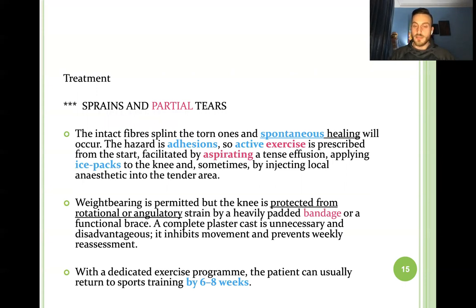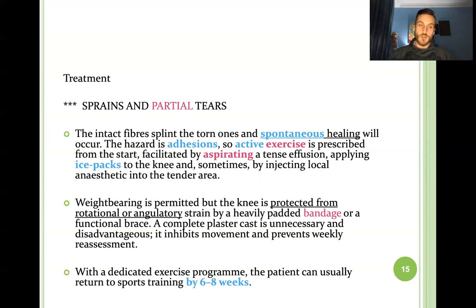If the fibers are intact, splint the torn ones and they will spontaneously heal. So if it's partial or strained, conservative management. Sometimes if you're having hemarthrosis, a lot of blood inside, you can aspirate to decrease the pain and the tamponade effect inside the joint. Weight bearing for sure, you have to weight bear your patient.